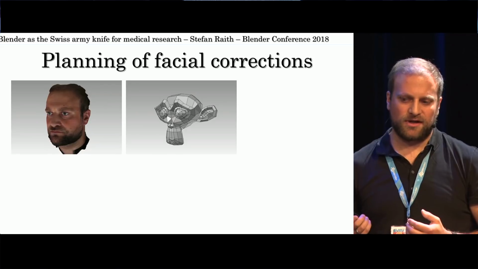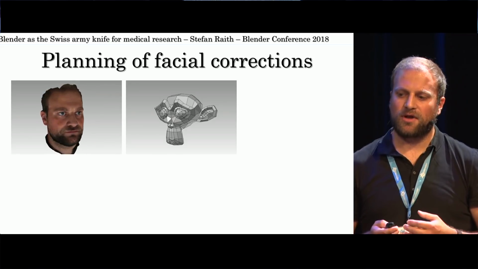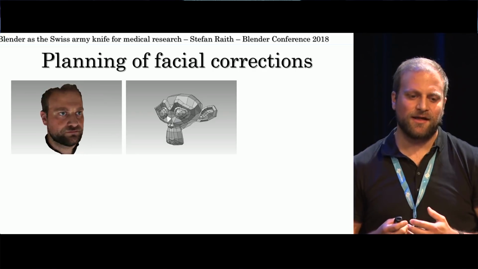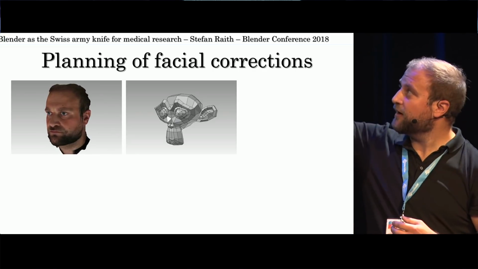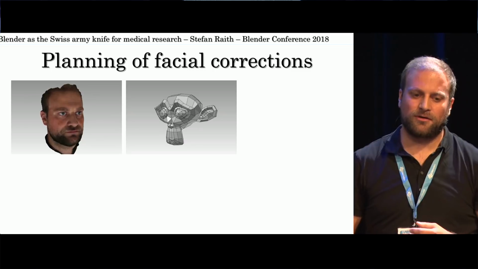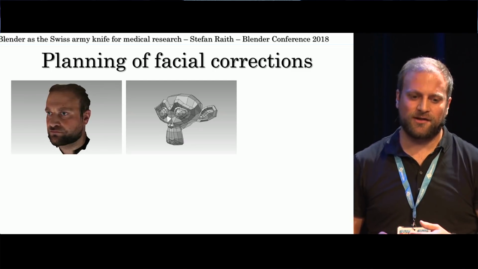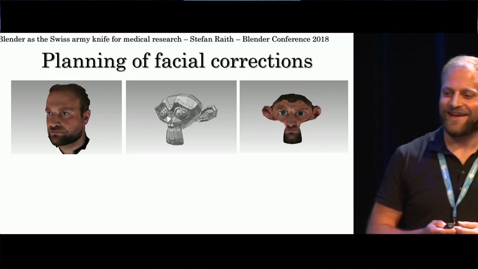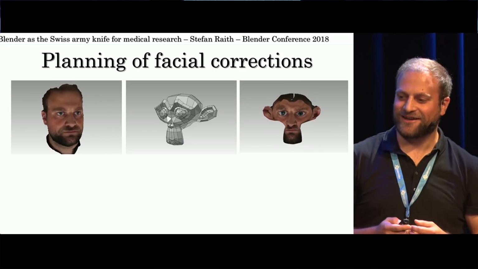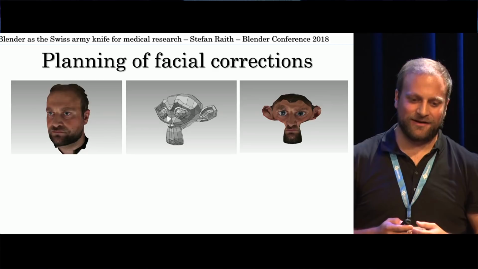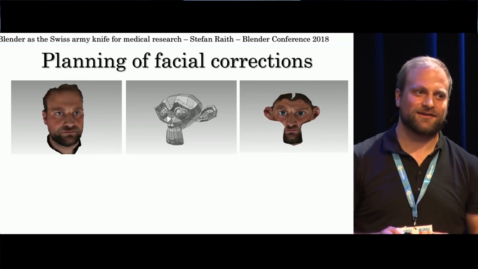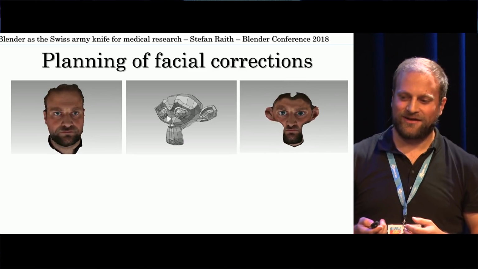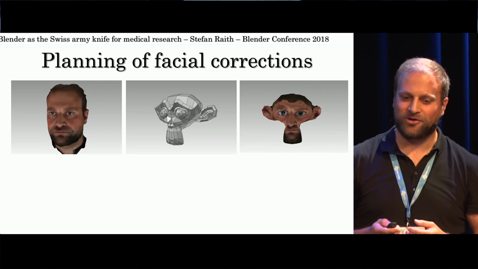So one last slide would be the planning of facial corrections, so a more aesthetic thing. So imagine if you look like the guy on the right and you would rather look like a beautiful Suzanne in the middle. We can also plan this with Blender, and then pass this to the surgeons and really tell him how to conduct this kind of operation.